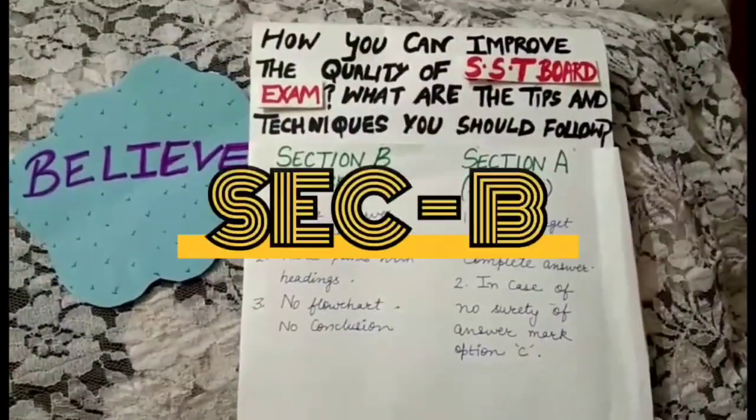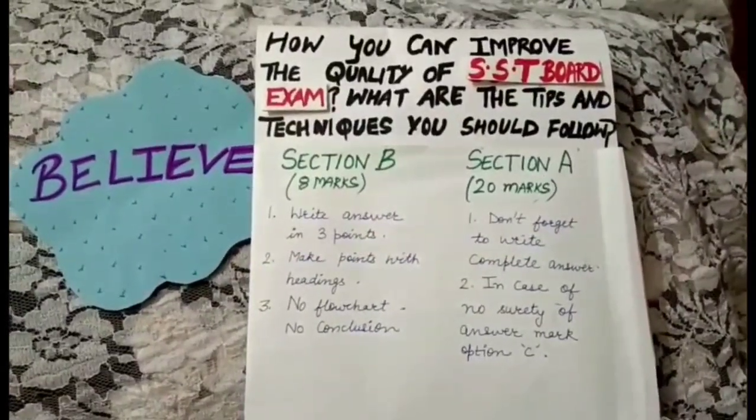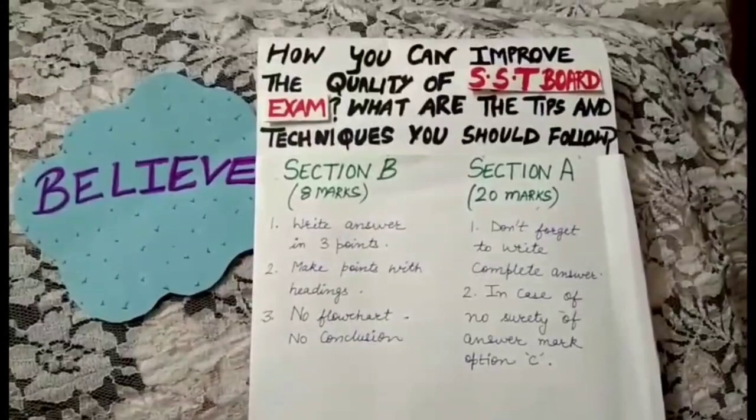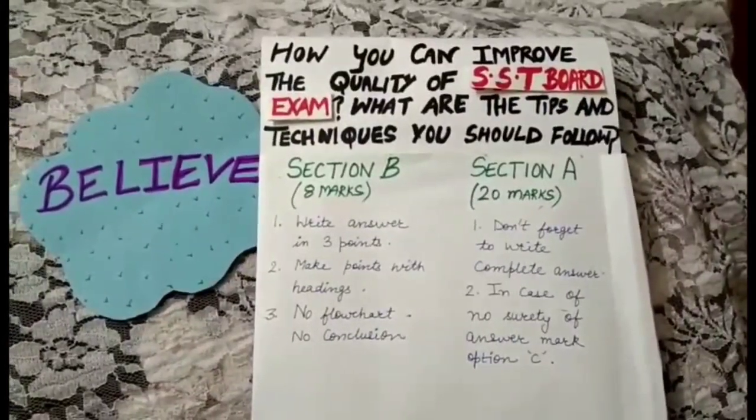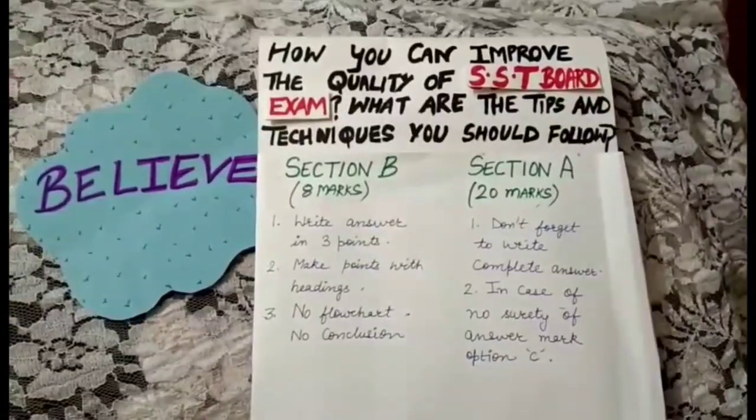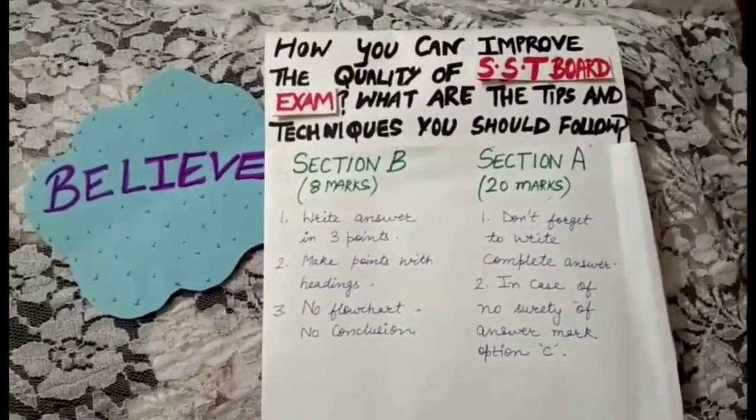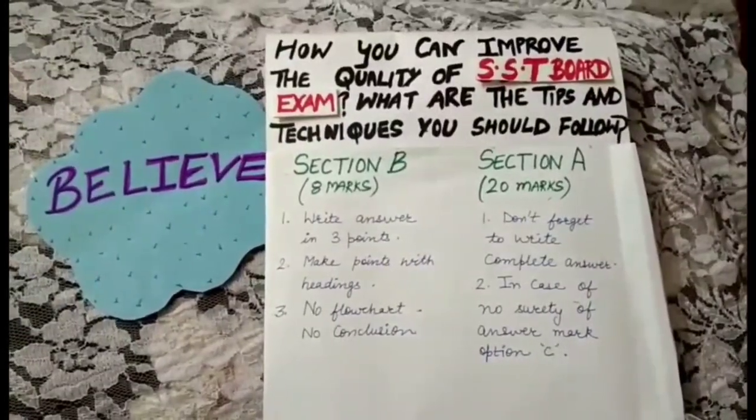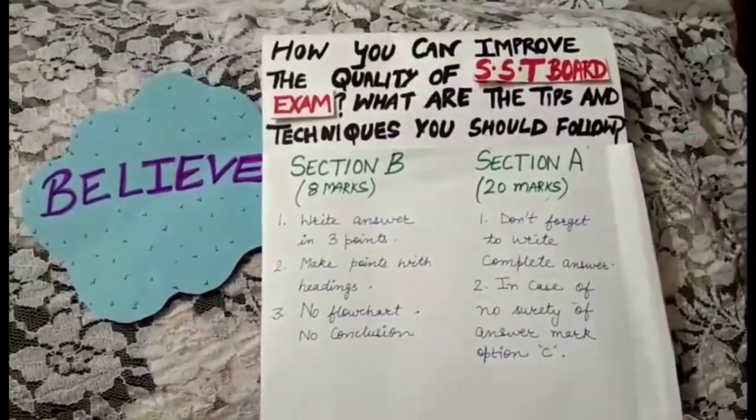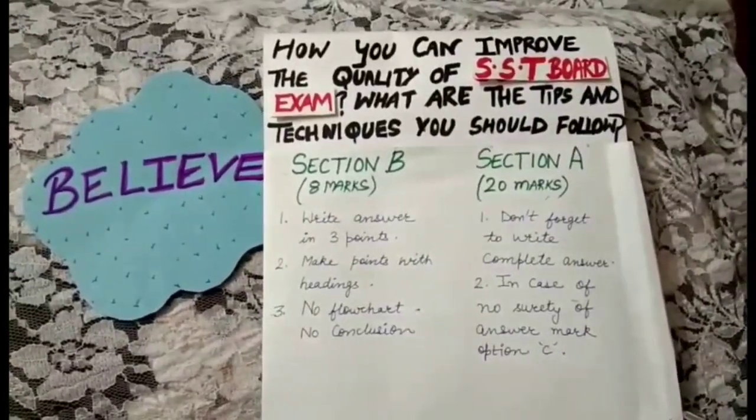Another section is section B. So let's see what tips and techniques you should follow in section B. In section B, each question carries 2 marks. Total, this section is 8 marks. So tip number 1 is write the answer in 3 points. Yes, in each answer make at least 3 points.